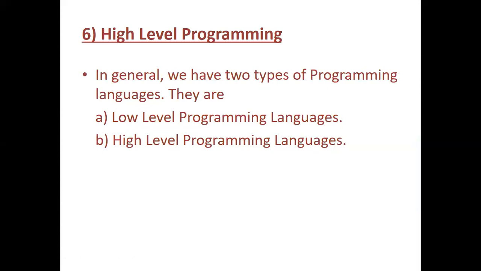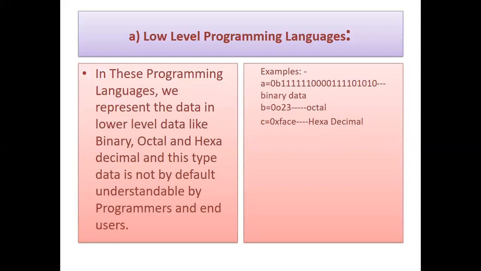Now, after that, we discussed high level programming languages. We discussed two types of programming language: one is low level and the second is high level. Now, what is low level? A low-level programming language is a language in which whenever we put in data, whether it is in binary format, octal or hexadecimal, it will remain like that. It is not understandable by the programmers and end users.